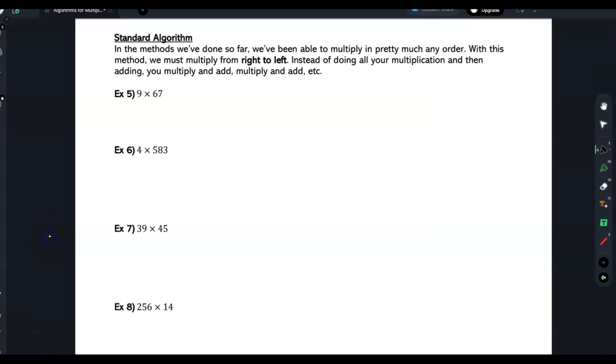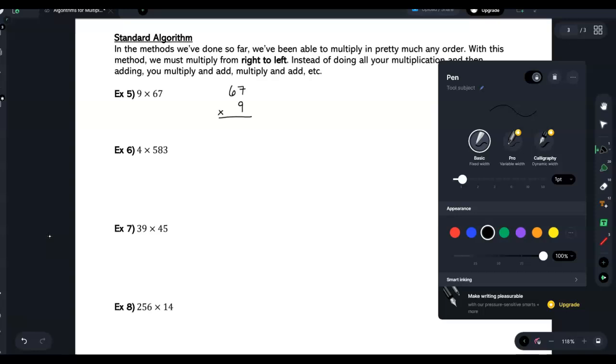Now we're going to look at the standard algorithm for multiplication. So when I do the standard algorithm, I'm going to set it up vertically, and whichever number is longer, meaning more digits, I am going to list that first. So for 9 times 67, I'm going to list the 67 first, and then below that list the 9. And then I'm going to start by doing 9 times 7.